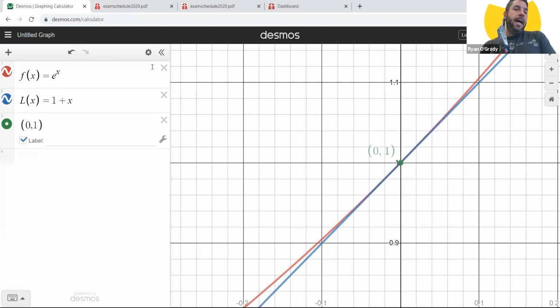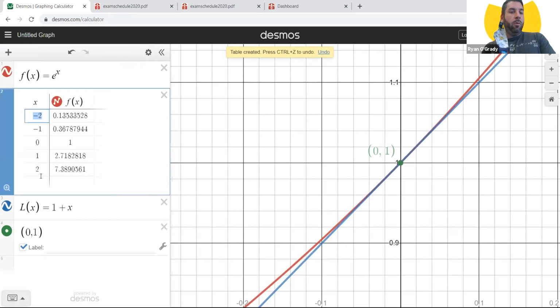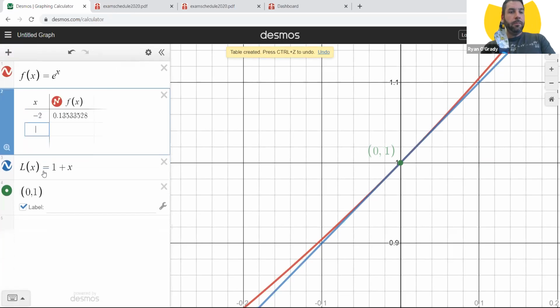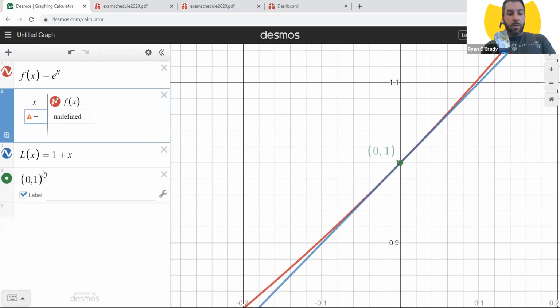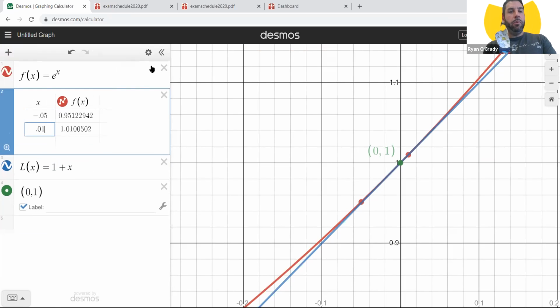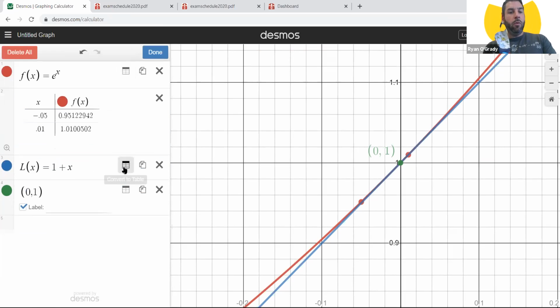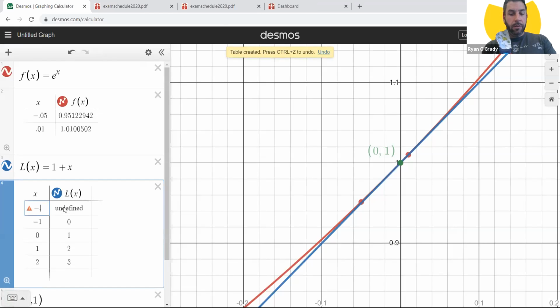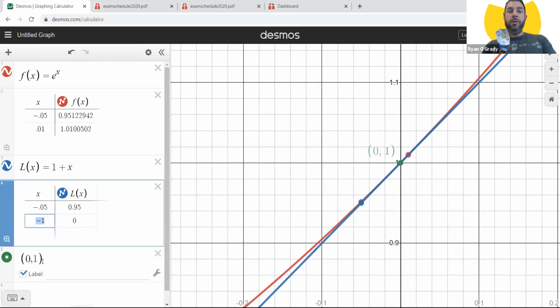And if you're not convinced of that, you can compute some actual values. Make a table. Let's pick numbers that are close to 0. Suppose I pick -0.05 or 0.01. Look at the outputs here. Now, let's make a table for our linear approximation, -0.05. Looks like a pretty good approximation to me, accurate to 2 decimal places. Pick 0.01. Once again, accurate to 2 decimal places.